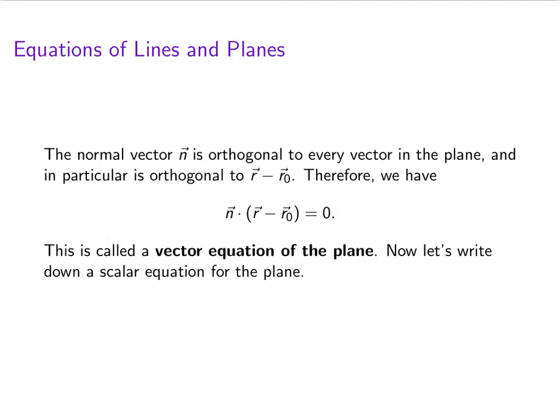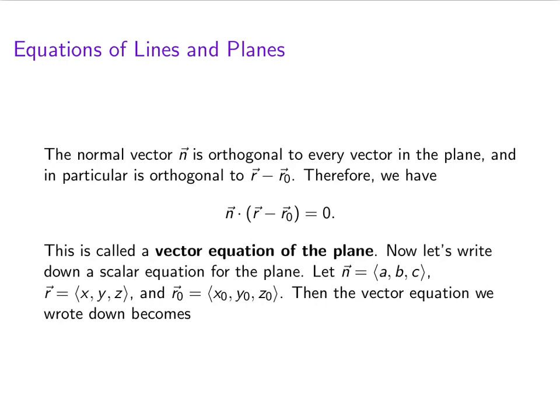Let's write down a scalar equation for the plane. So n is going to be the vector ⟨a, b, c⟩, that's a fixed vector. And r is going to be the variable vector ⟨x, y, z⟩. And then r0 is ⟨x0, y0, z0⟩, also a fixed vector. Now let's take the vector equation that we wrote down and see what it turns into.